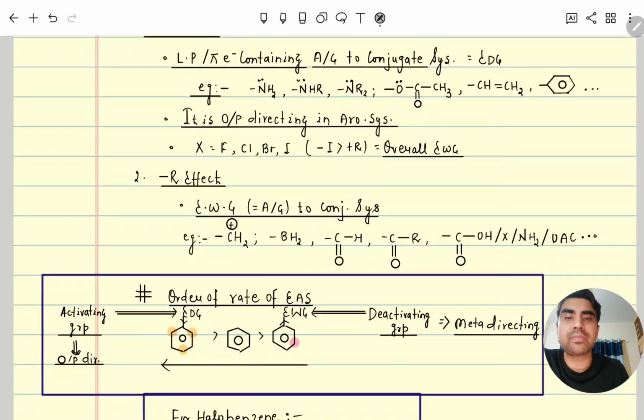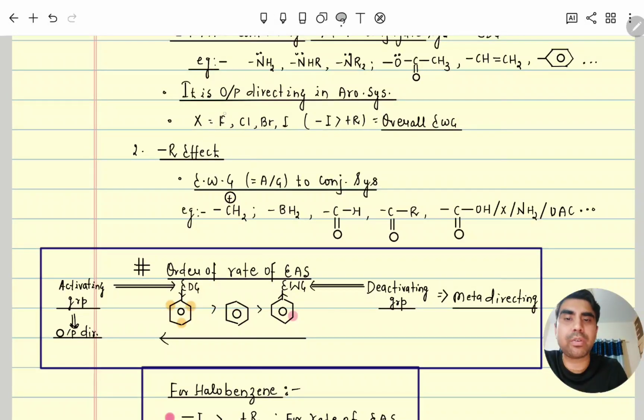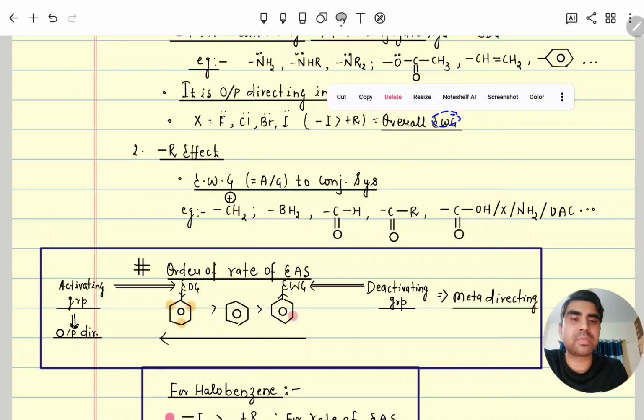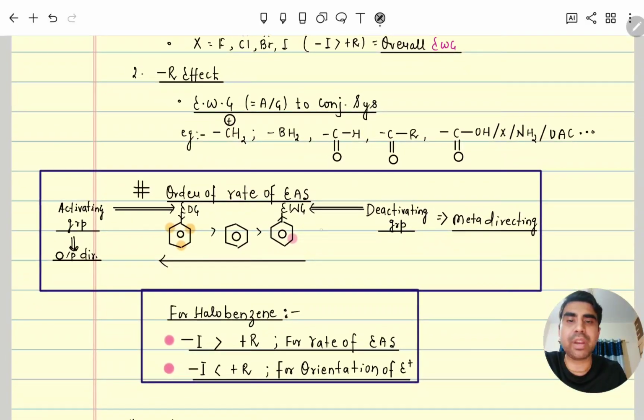Now moving further, you can see halogens: fluorine, chlorine, bromine, iodine. They also contain lone pairs, so they can behave as plus R effect, but overall their minus I is dominating due to their electronegative nature. So overall it is an electron withdrawing group rather than donating, even though it is plus R effect. Next, moving to minus R effect.